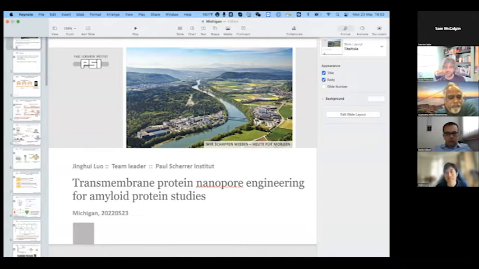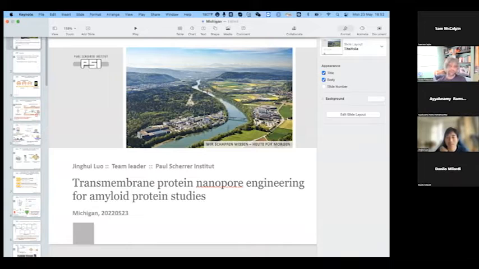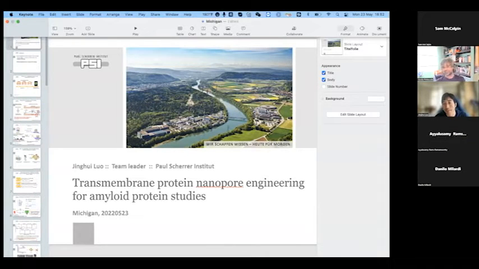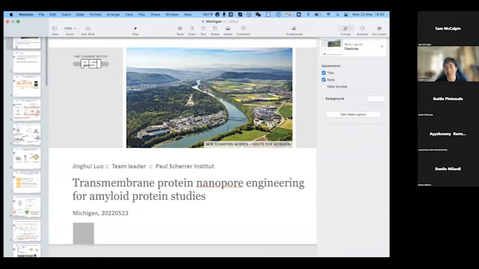Jinghui, take it away. Thank you very much, Ram, for a very nice introduction, and also for the invitation from the committee. So good afternoon, good evening, good morning, everyone from everywhere. Today I'm going to talk about transmembrane protein nanopore engineering for studying amyloid proteins, which is one of our research lines. The other research line, which I will briefly introduce, mainly accesses large research infrastructures, as you can see here, like the Swiss Light Source, the neutron source, and the Swiss sphere.